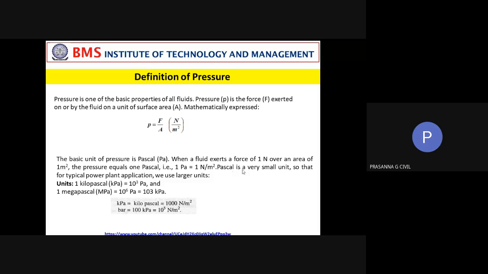But Pascal is a very small unit, and so when you want to use it for larger things, we use kilopascal, which is 10 raised to 3, megapascal, which is 10 raised to 6. But there is one more unit here at the bottom, which I want you to note down. Pressure is also called bar. They say atmospheric pressure is 1 bar. So what is this bar for pressure unit? It stands for 100 kilopascal. Kilopascal is 1000 Pascal. So 100 kilopascal becomes 10 raised to 5 Newton per meter square.